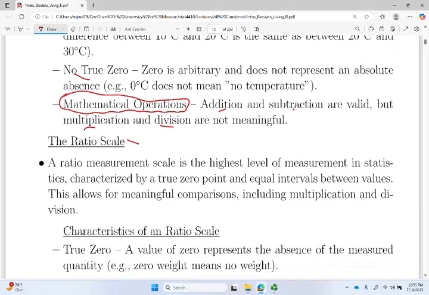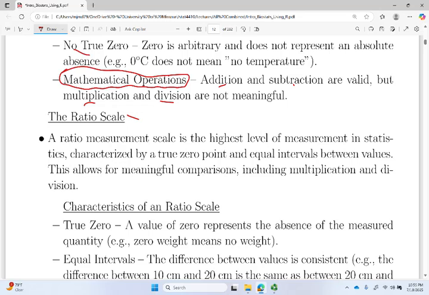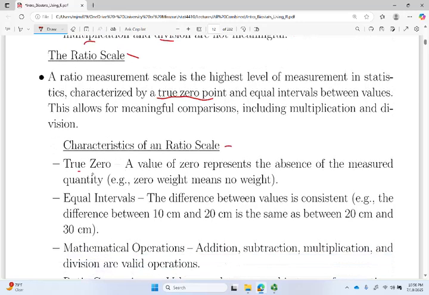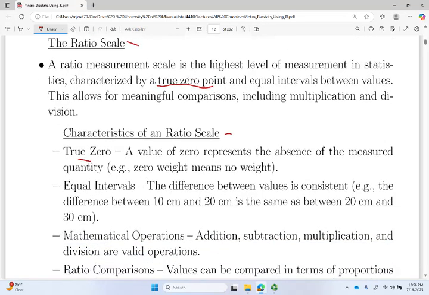Now, a ratio scale is the most flexible. It's the highest level. It's just like interval scale, except the 0 is a true 0 point. It means the lack of something. So the characteristic is that there is a true 0. It represents nothing, like 0 weight means no weight.